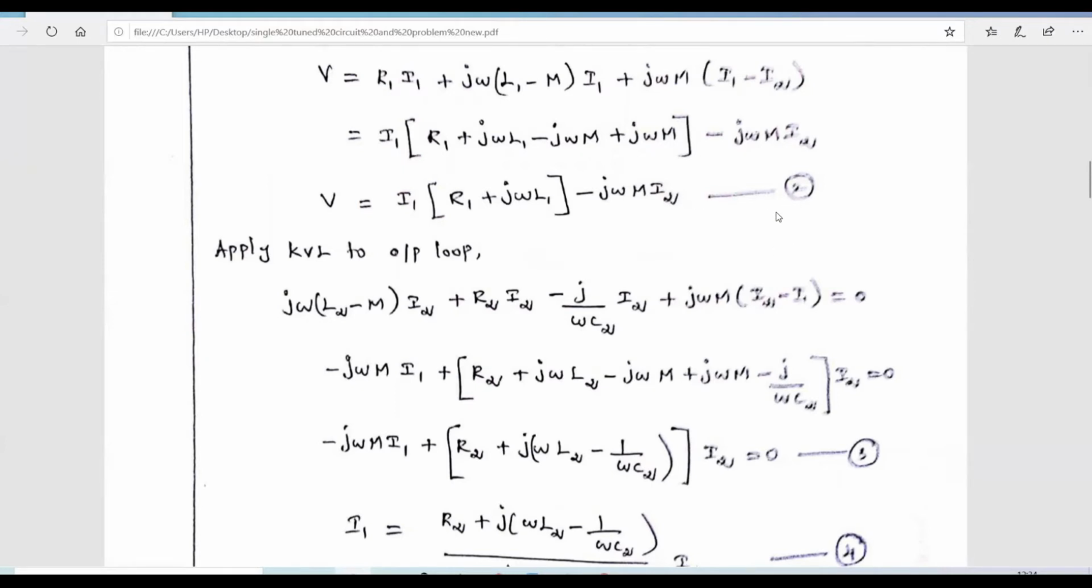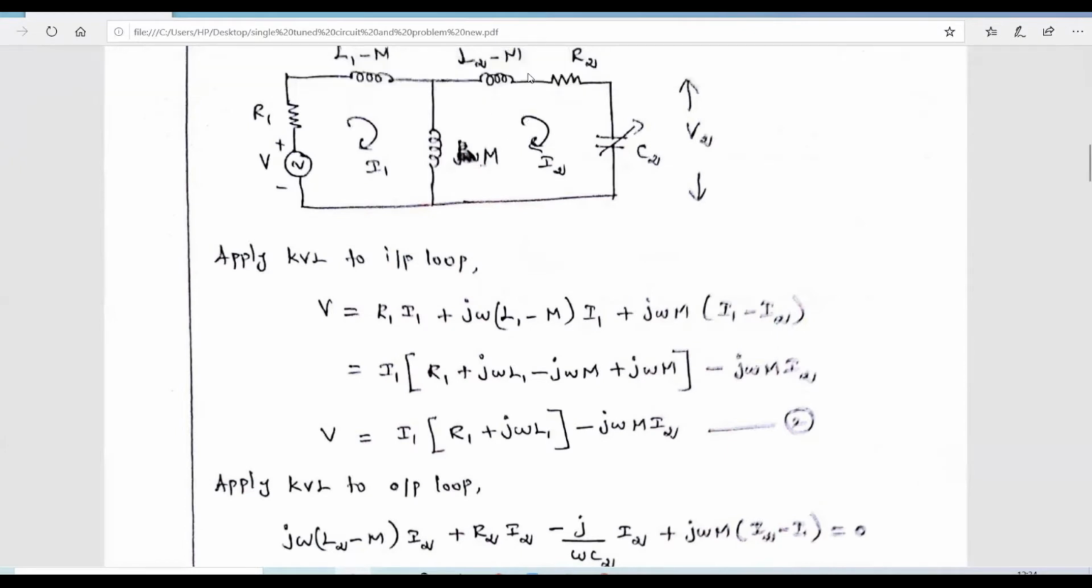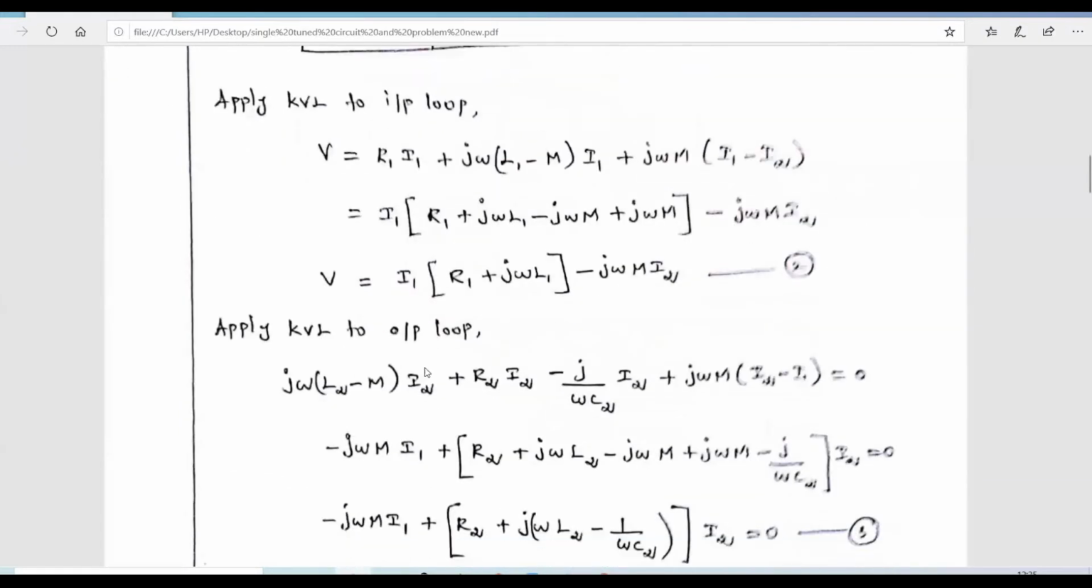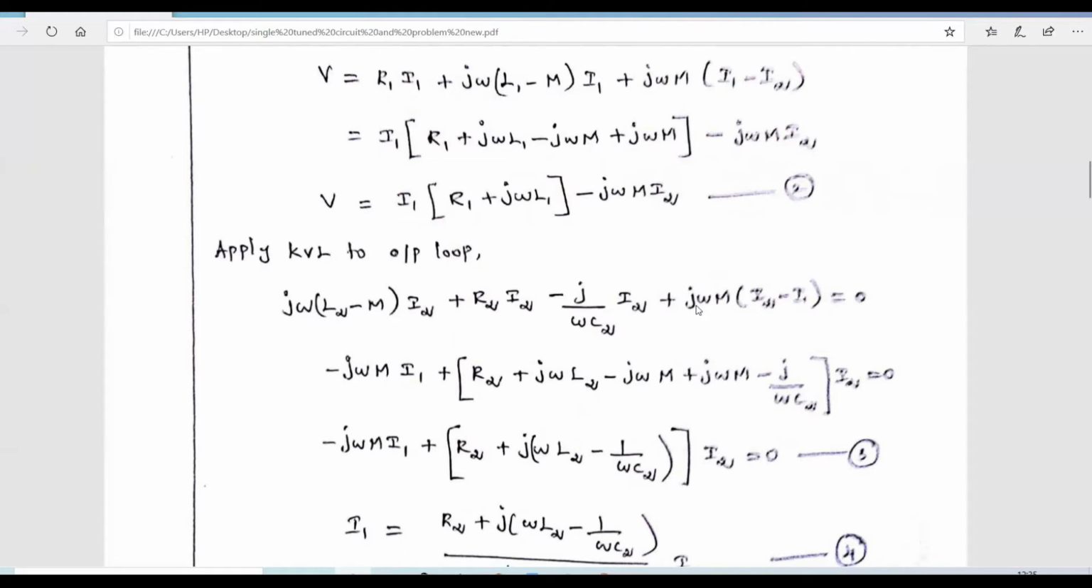Similarly, we apply Kirchhoff's voltage law to the second loop. For the second loop there are no external sources, so all components are reactive. The voltage drop across the inductor is j omega (L2 minus M) into I2, across R2 is R2 into I2, and the voltage across the capacitor is 1 by j omega C2, which can be written as minus j by omega C2, into I2. Then the mutual inductance reactance is j omega M into (I2 minus I1), equal to 0.